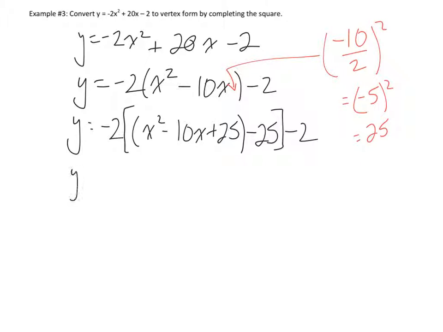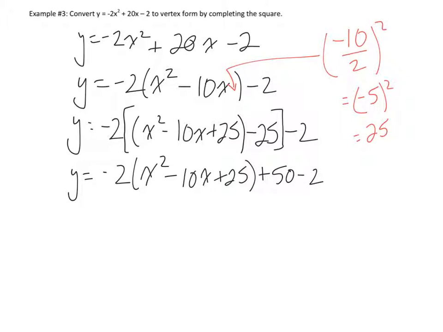And next I go y equals negative 2. I'm going to break these terms out, so I'm now going to deal with this negative 25 by breaking it out of the brackets by multiplying it by negative 2. So negative 2 times negative 25 is what I'm going to do here. I'm going to keep my trinomial as is. I'm not going to multiply in my negative 2, so we can keep it in vertex form. And I know that negative 2 times negative 25 is positive 50, minus 2.